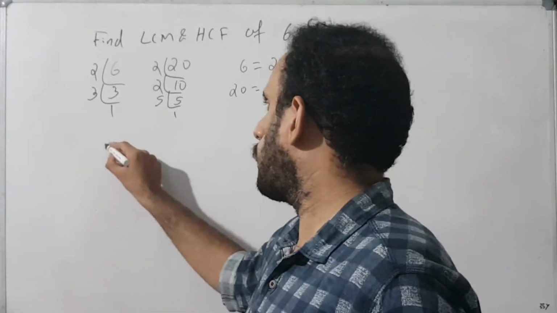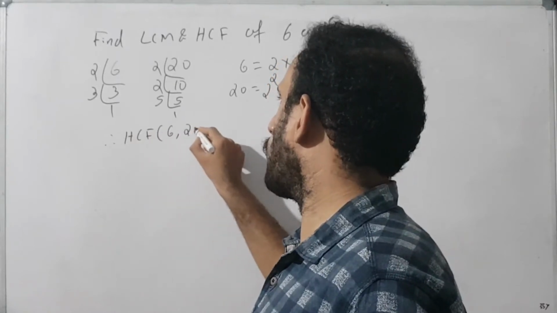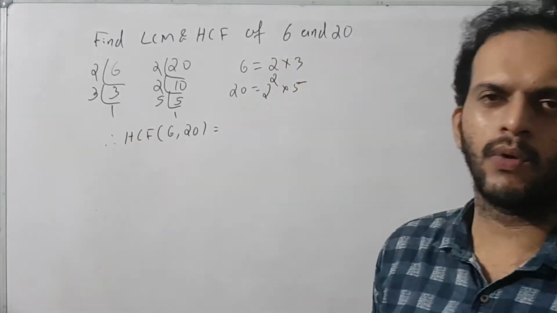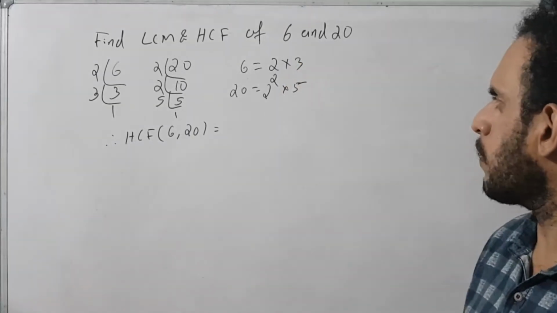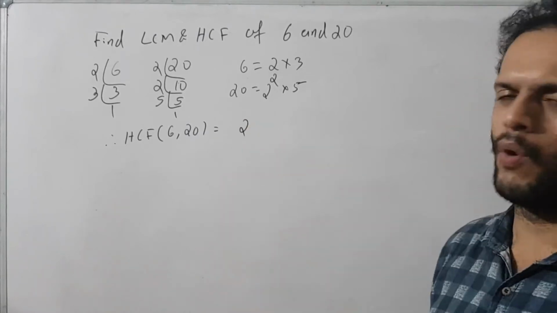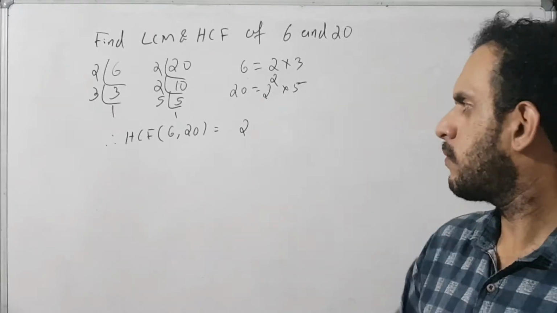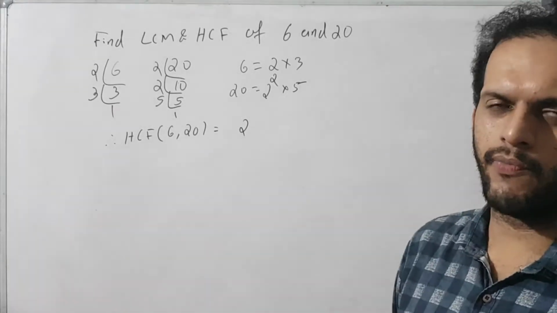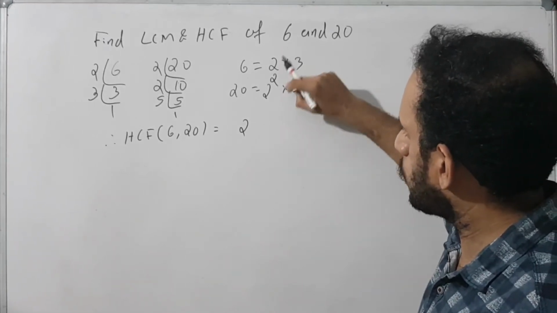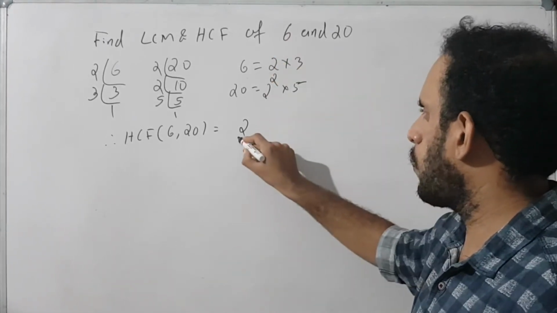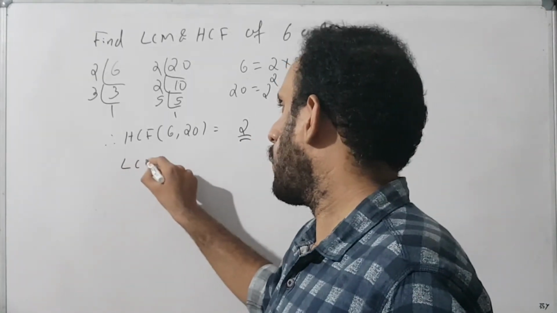Therefore, HCF of 6 and 20 is equal to, first we write the common numbers occurring in there. Only one common number, what is that? 2. So we choose the smallest power of 2. HCF is the highest one, so we choose the smallest power. What is the smallest power of 2 in these two numbers? That one is 2 raised to 1. So HCF is 2.